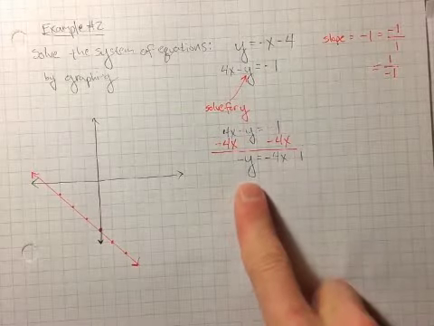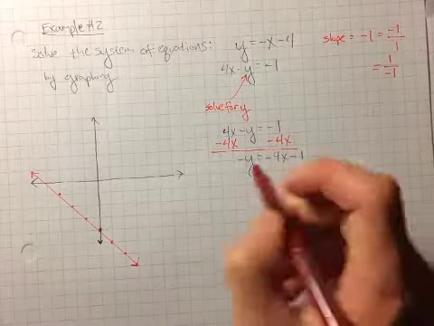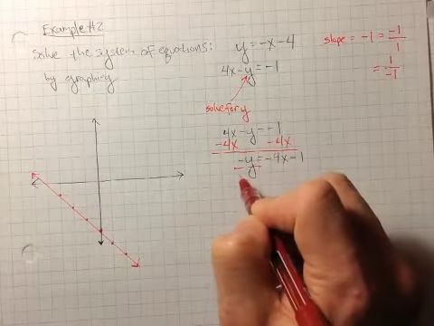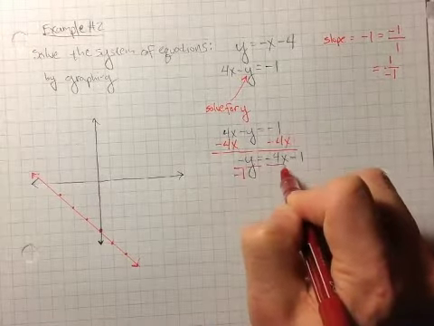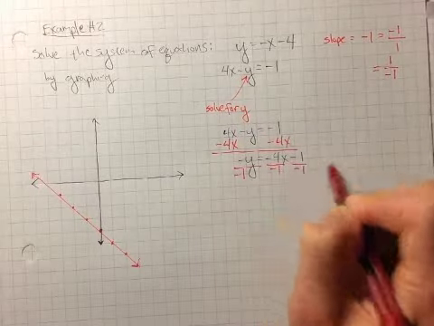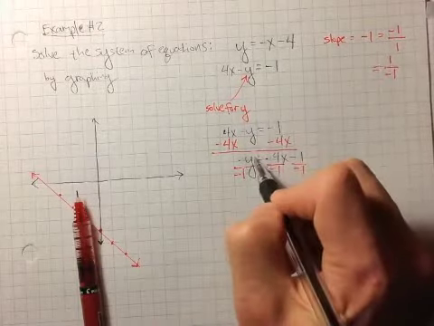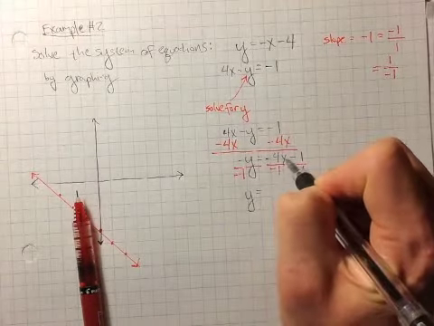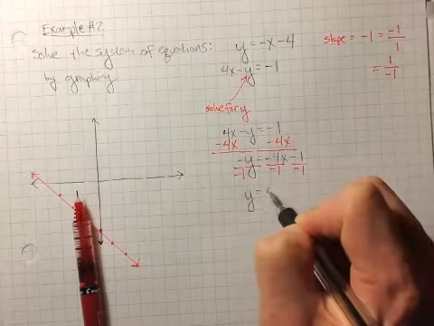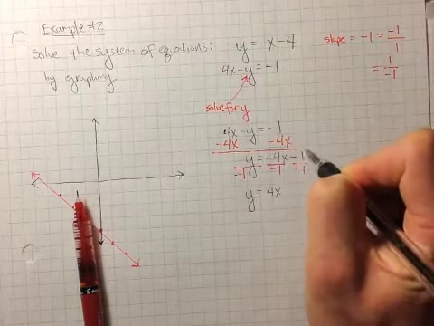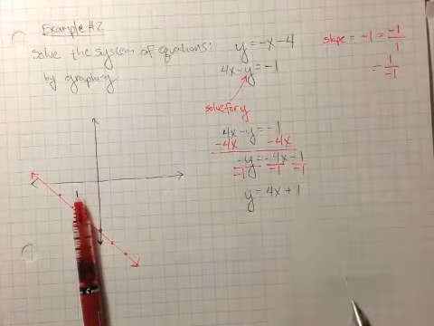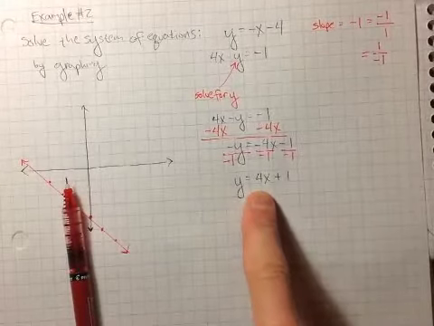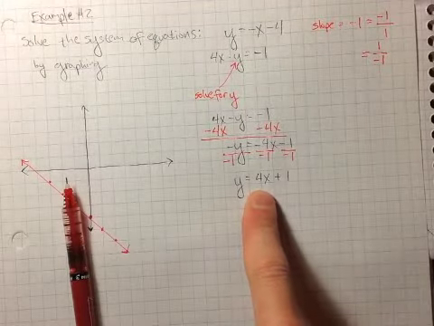This still isn't completely solved for y yet. I need to get rid of that negative sign. Technically, the way I do it is to divide everything by negative 1. Negative y divided by negative 1 is now positive y. Negative 4x divided by negative 1 is now positive 4x. And the negative 1 divided by negative 1 is a positive 1. So all the negatives cancel out nicely. So now our second equation is written in slope-intercept form.